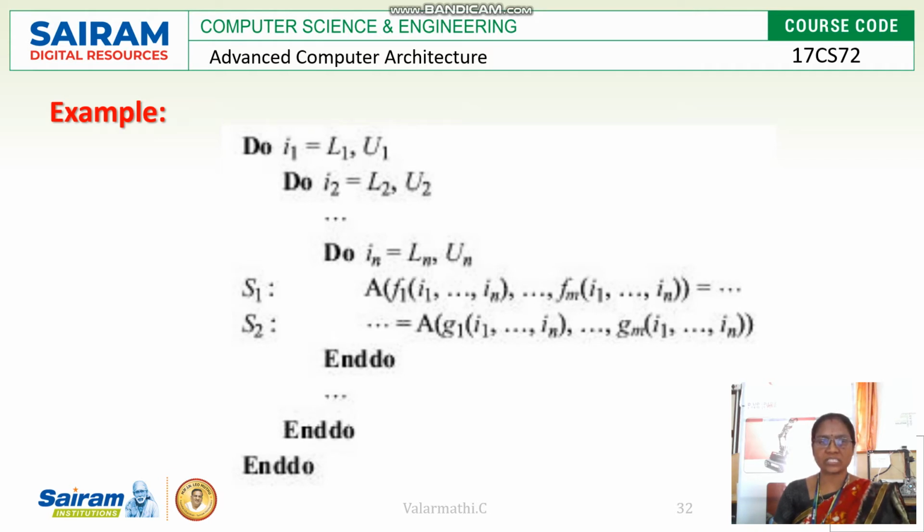According to this example, I1 is one variable and I2 is another variable. I1 has lower and upper limits L1 and U1, where L1 is the lower limit and U1 is the upper limit. Similarly, I2 has L2 as the lower limit and U2 as the upper limit. Likewise, there are n variables, executed in n iterations. Inside it there are two statements, written in a hierarchical way.